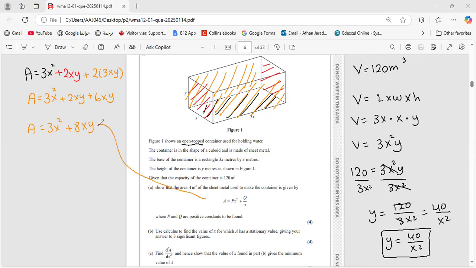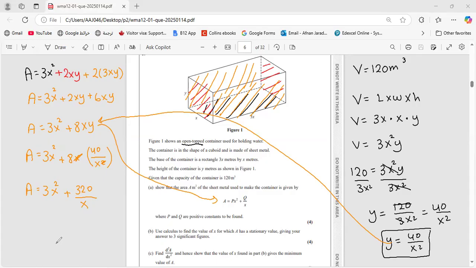Look here. So you have to eliminate y. How can I eliminate y? By substituting the value of y instead of y here. So A equals 3x squared plus 8x multiplied by y, which is 40 over x squared. Area equals 3x squared plus 8 multiplied by 40, which equals 320, over x. So the final answer is 3x squared plus 320 over x.